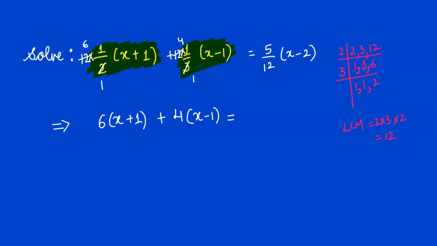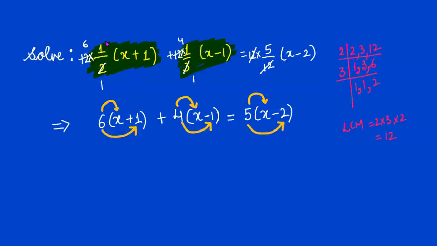Now we have the term on the right hand side. So when we multiply it with 12, let's see what do we get. 12 into 5 by 12. So we get 5 in the numerator. Now the new equation looks much simpler. In order to solve this, we have to distribute the number 6 here, the number 4 in the second term and the number 5 in the third term. So let's do that.